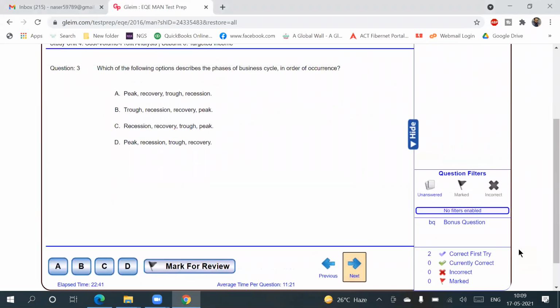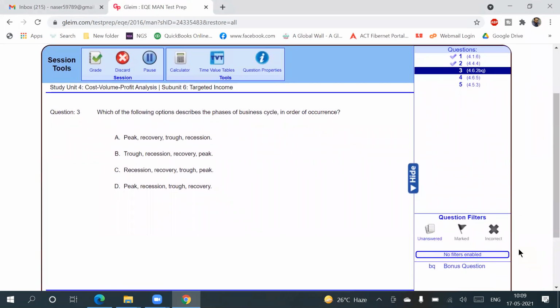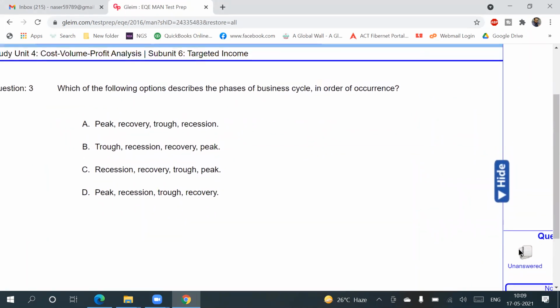you're doing it. Now, the next one is, which of the following options describe the phases of business cycle in order of occurrence? Okay. Now, in order of occurrence, let me just understand. Suppose this is a graph. How will the business go ahead? Suppose there is an introduction, then there will be growth, then there will be maturity, then there will be decline. And now how can that happen in this one? Let us go with the options.